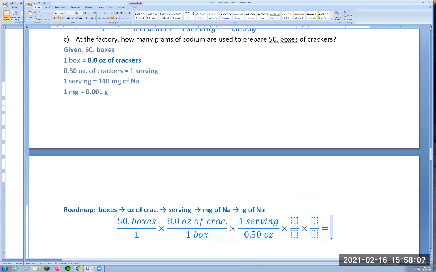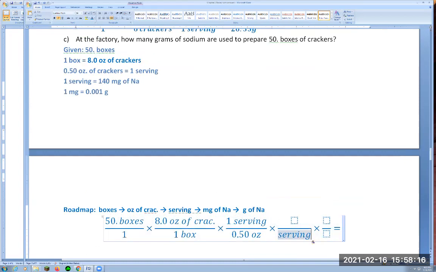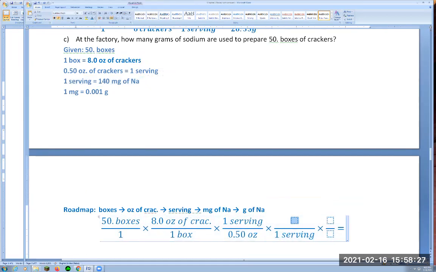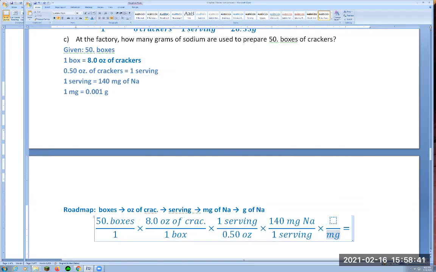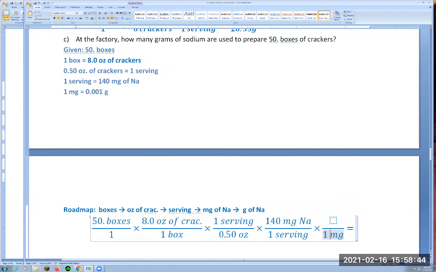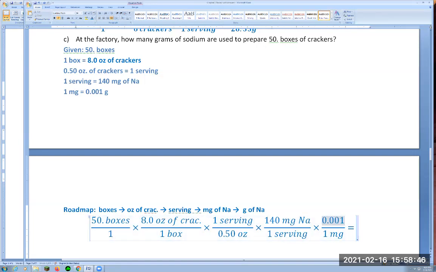Next, so you've canceled units of ounces. Next, you want to cancel the units of serving. So you want the serving in the denominator of the next conversion factor. And we will use the fact that there is 140 milligrams of sodium in one serving. So one serving, 140 milligrams of sodium. And finally, servings cancel. Finally, we want to change the milligrams into grams. So you want 1 milligram on the bottom here, and it's 0.001 gram of sodium on top.